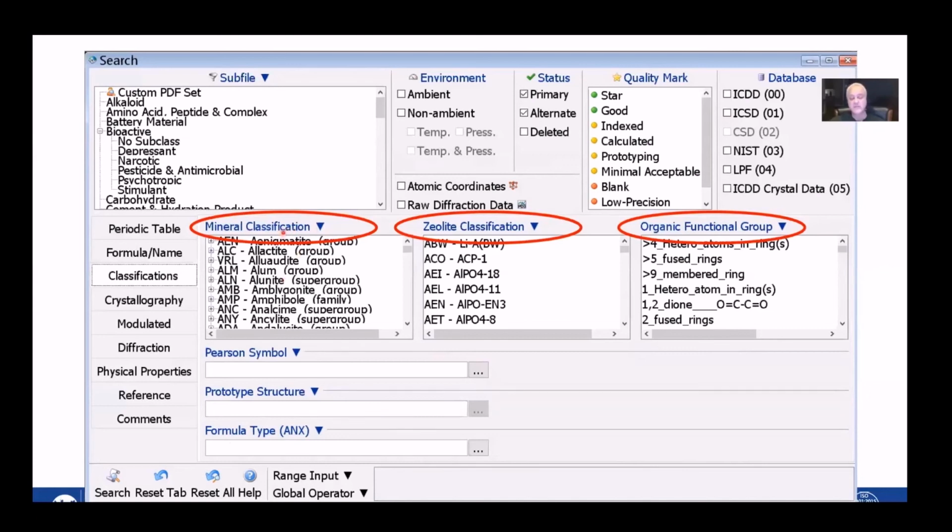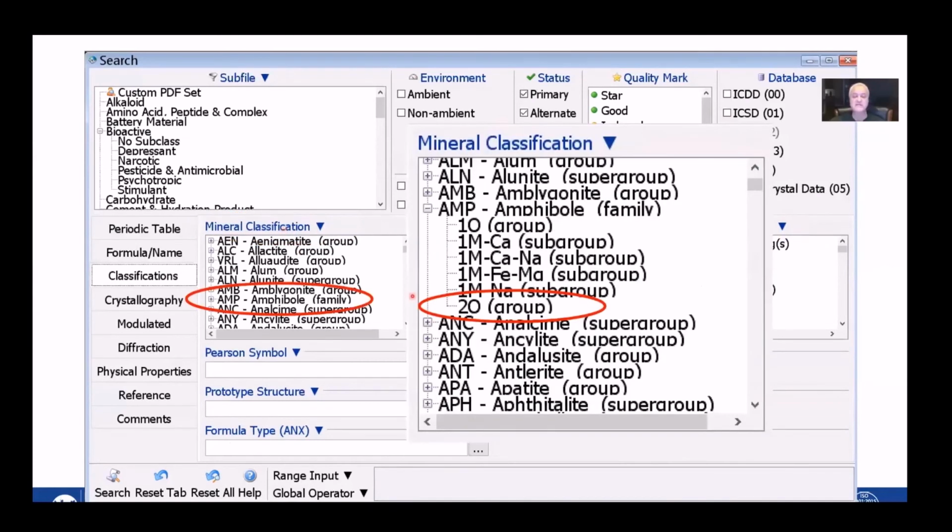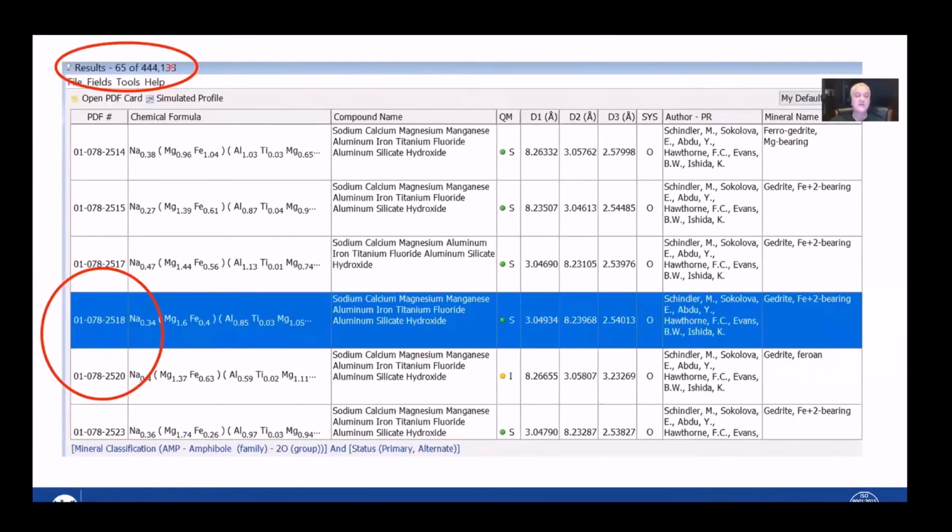If I expand upon mineral classifications, I can say I'm interested in a particular mineral group, amphiboles, and I can even go to groups and subgroups, such as the 2-octahedral group here. Click on that, do your search, and you can get the number of entries in the database.